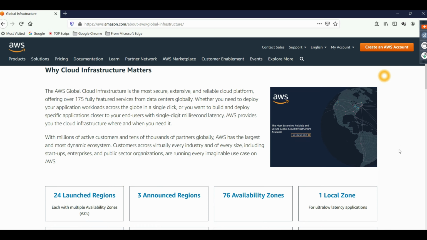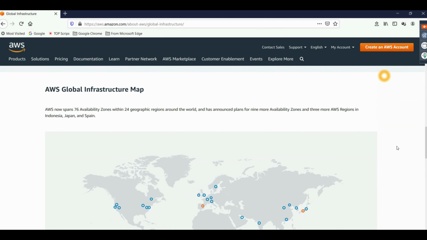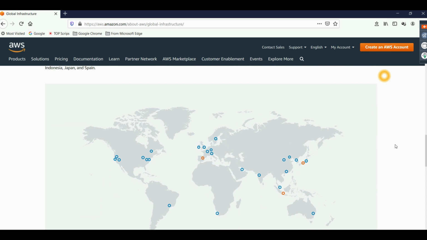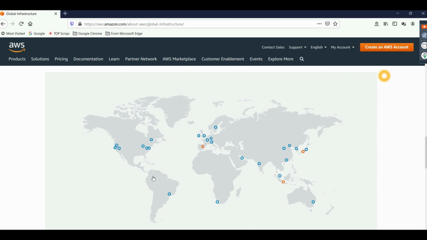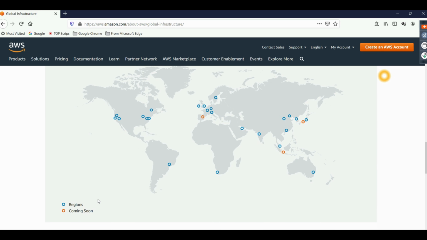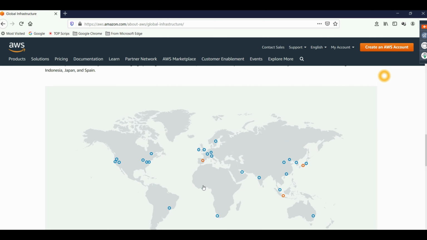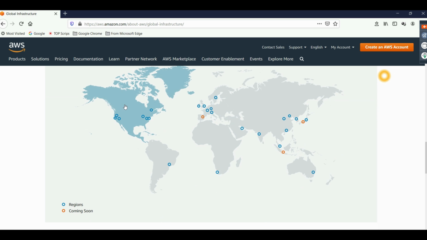Here is a map of global infrastructure. Each circle denotes a region. There are several regions in North America, one in Brazil, a few in Europe, Asia, and so on. By design, each region is completely isolated from other regions. You can deploy an application in any of these regions. These regions are generally referred to as public regions.